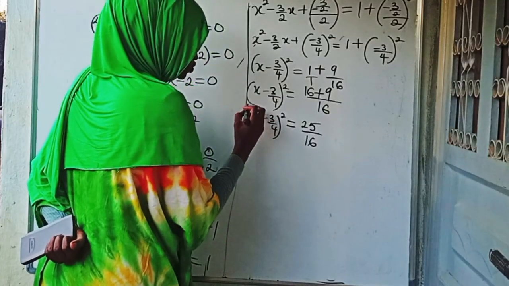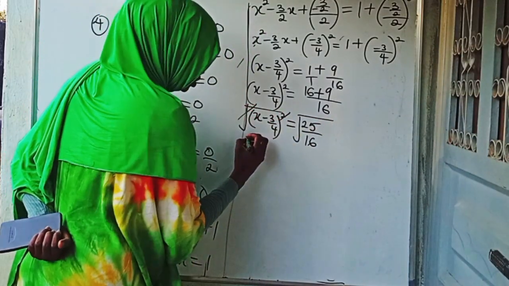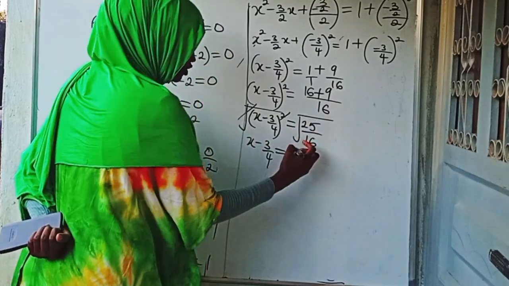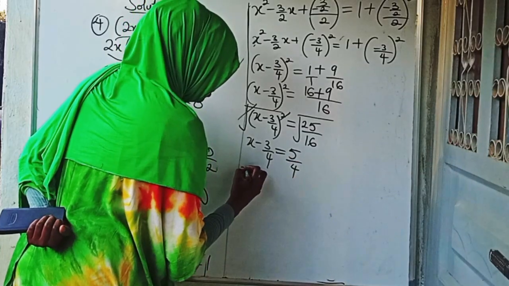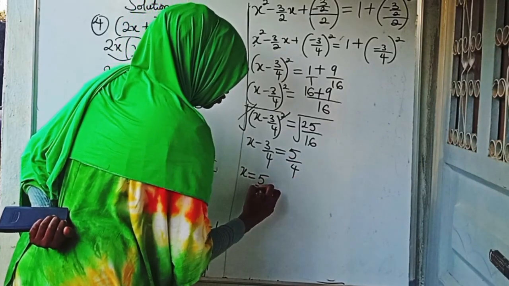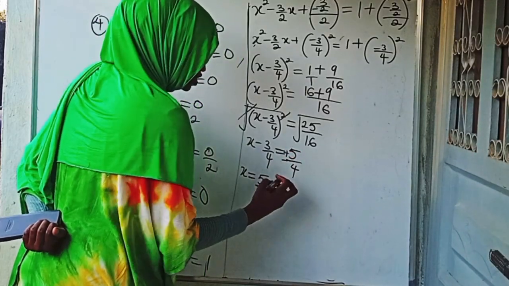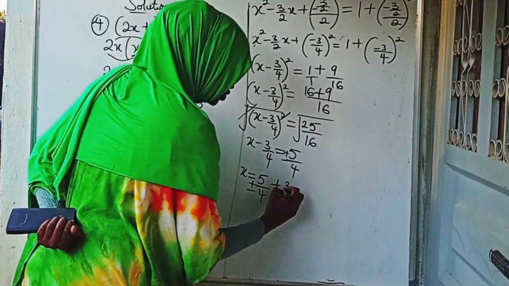So what we do next is we take the square root of both sides, okay? So that the square root cancels the square, we have x minus 3 over 4 is equal to the square root of 25, which is 5, over the square root of 16, which is 4. So we have x is equal to what? 5 over 4. So we are going to have plus or minus here, okay? So we have plus or minus 5 over 4 plus 3 over 4.